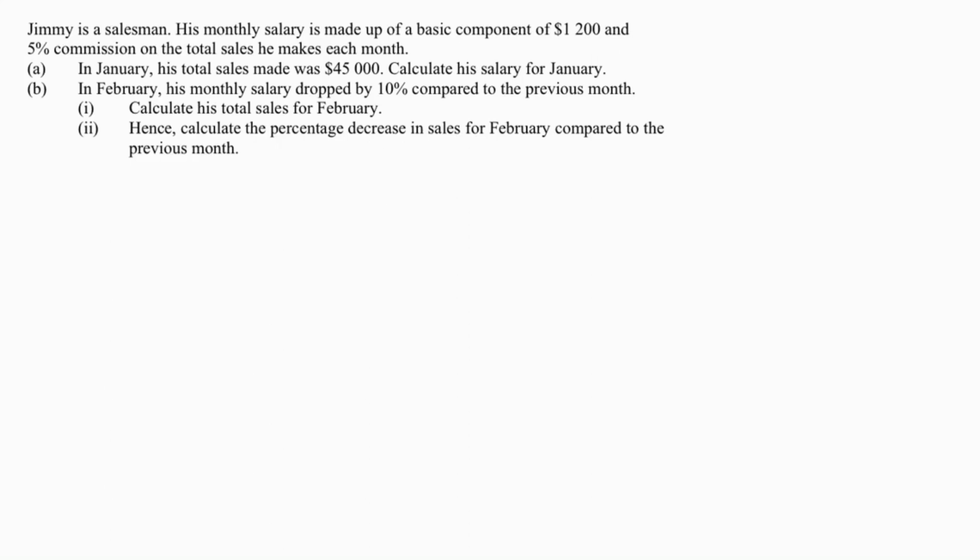Hello everyone, welcome to this part of the question where we are given that Jimmy is a salesman whose monthly salary is made up of $1,200 as a basic component plus 5% commission on the total sales he's made. And so for part A, I would then need to find the 5% commission for January.